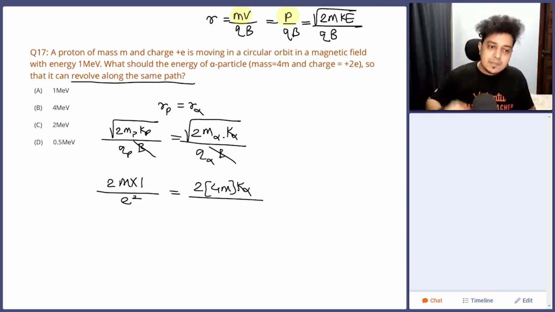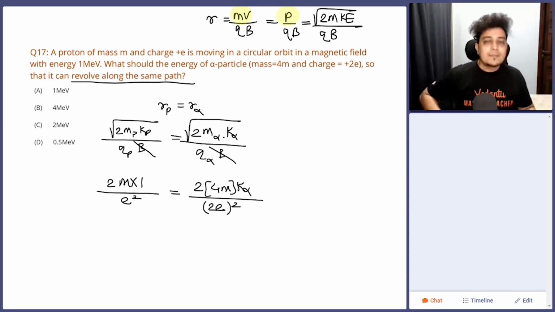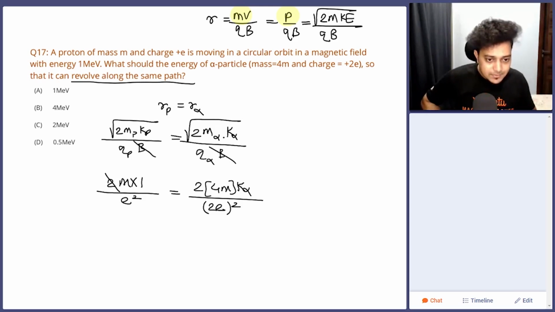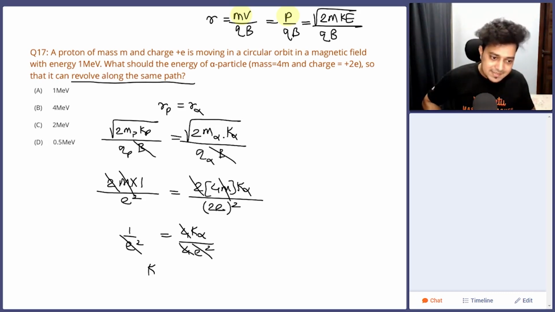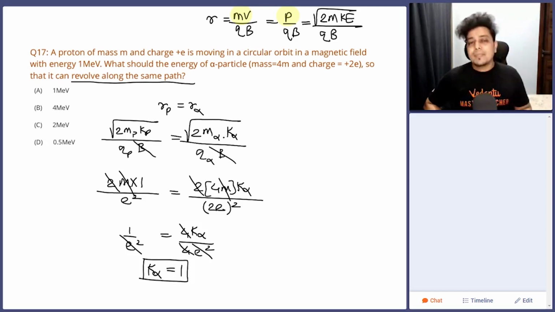Divided by charge of alpha particle, but squared. So that will be 2e squared. So 2 and 2 cancel. m and m cancel. Here 1/e² equals 4 K_alpha upon 4e². So what are you getting? e squared cancels, 4 cancels. So K_alpha is equal to 1. So the option is A.